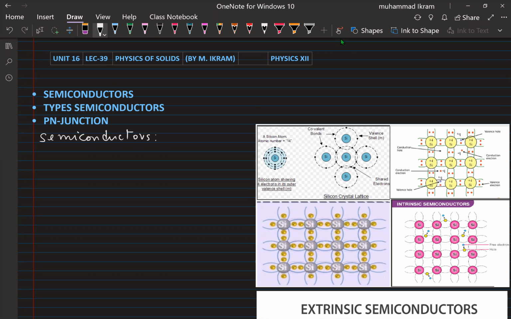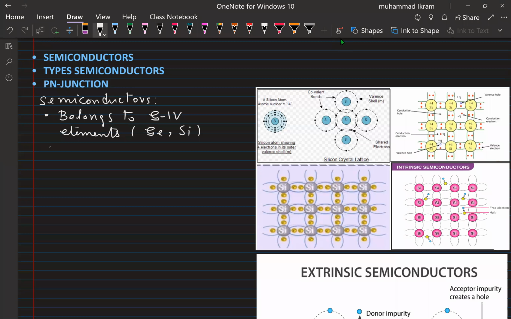I told you that examples of semiconductors include elements belonging to group four, such as germanium and silicon. They have four valence electrons.